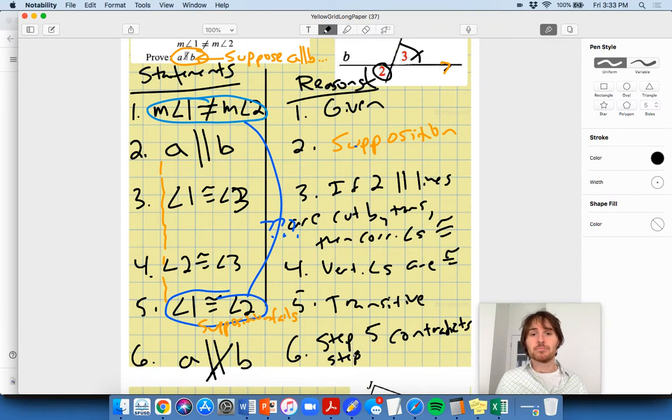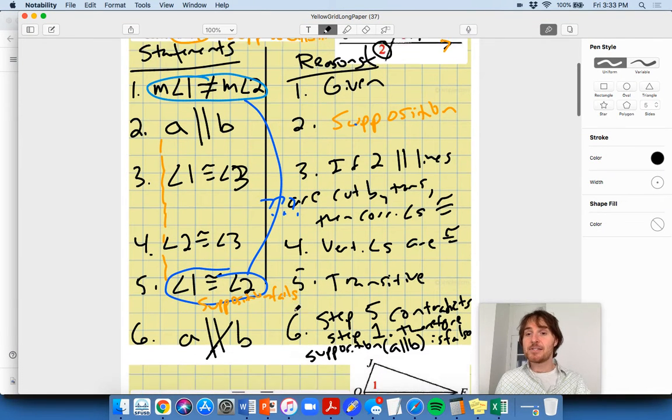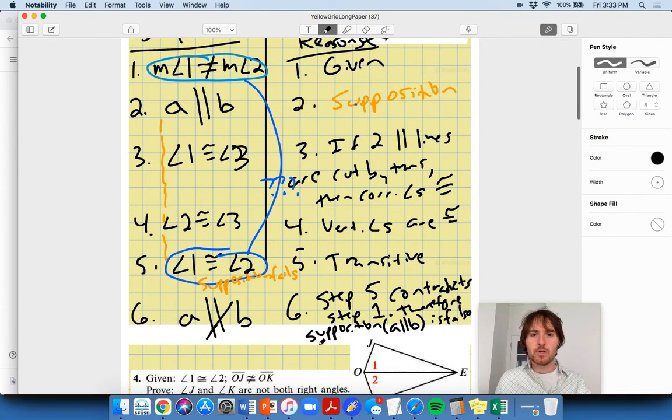step 1, what was given to us. Therefore, the supposition must be false. Our supposition that A was parallel to B is false, and the original thing we were trying to prove must be true. So A is parallel to B is true. Some sort of summary statement like that.